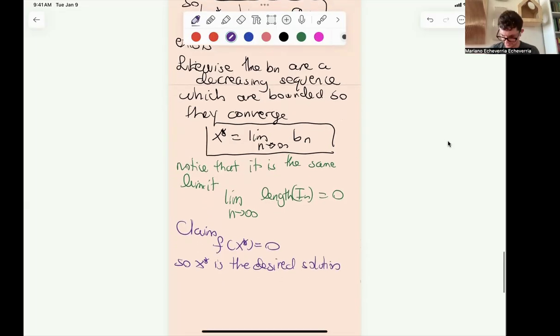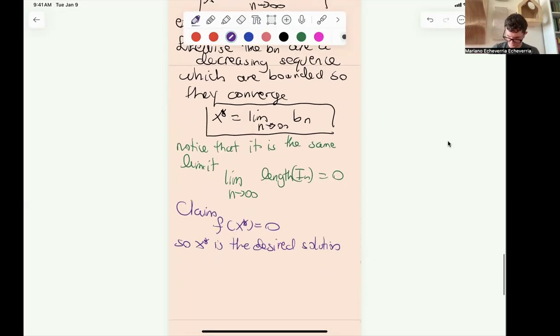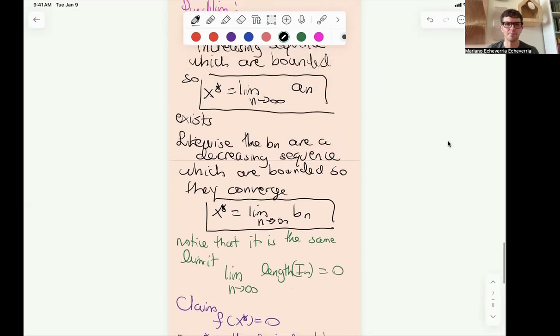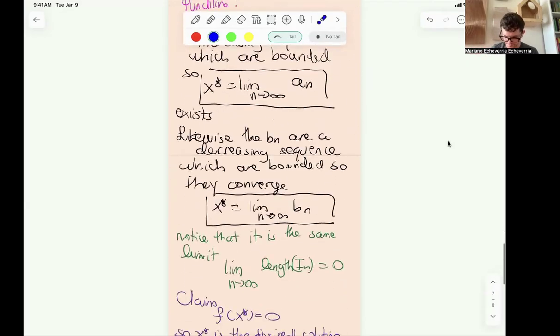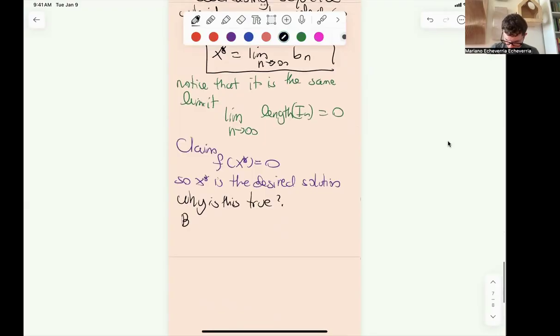And why is that the case? The reason why that's true is because, remember from property three that I wrote, the endpoints had the property that their product had opposite signs, right?